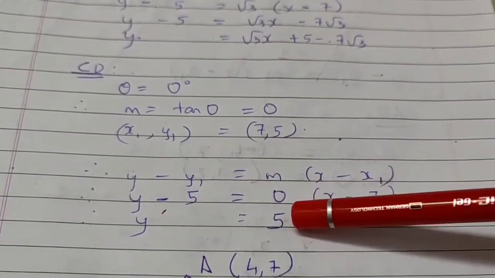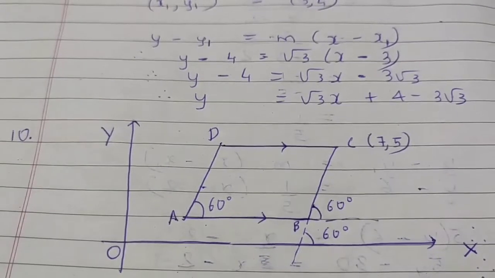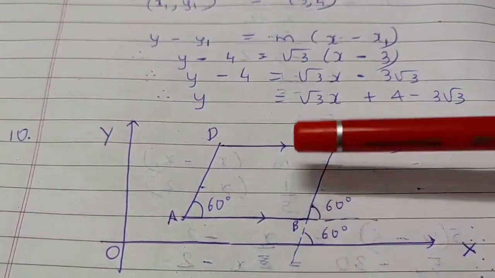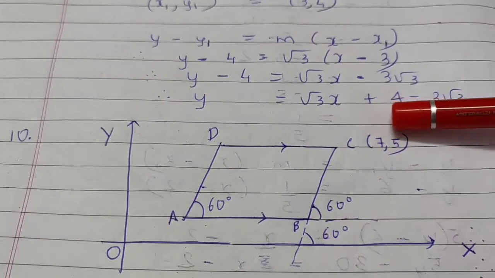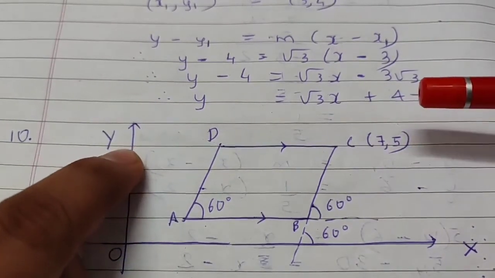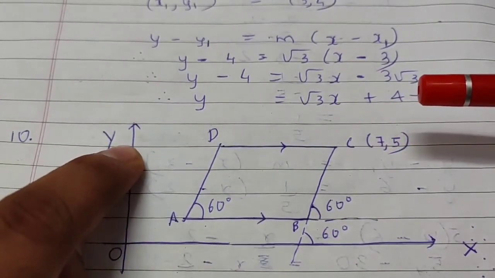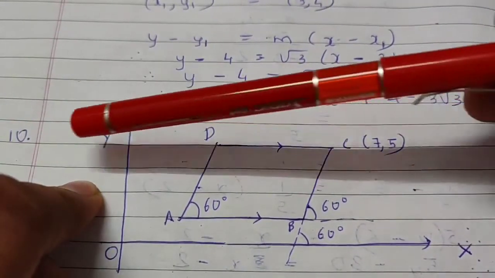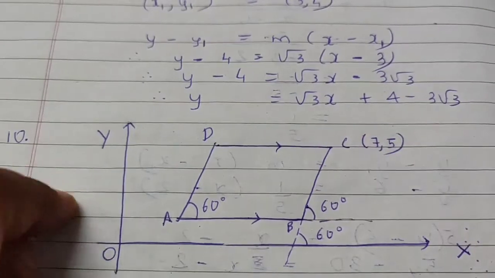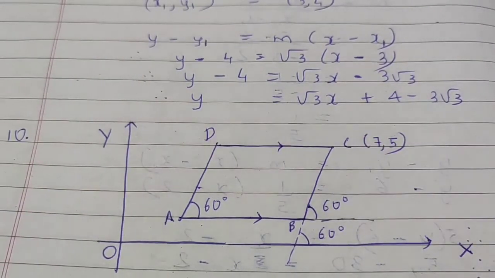And that makes sense, whenever any line is parallel to the x-axis, it is always in the format of y is equal to something. Here, this point is 0, 5. So obviously the line passing through this is y is equal to 5. But you don't have to worry about the logic. You just have to solve the equation and get the answer.